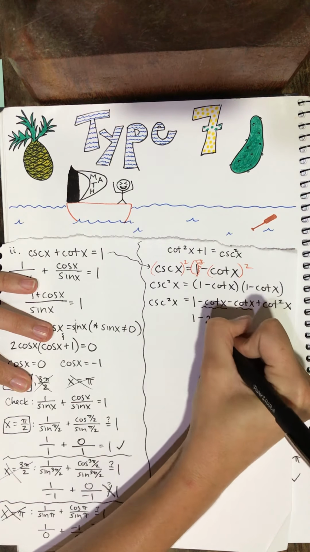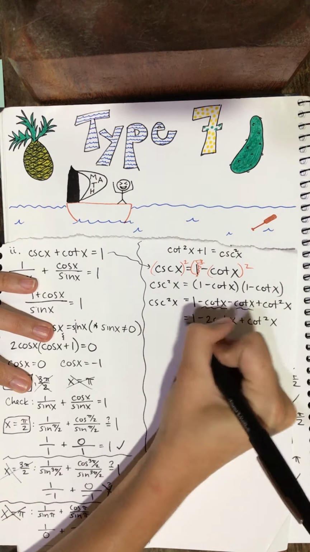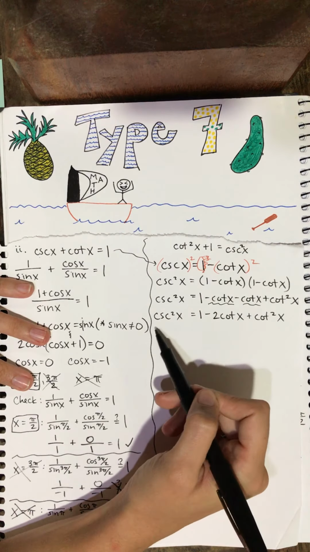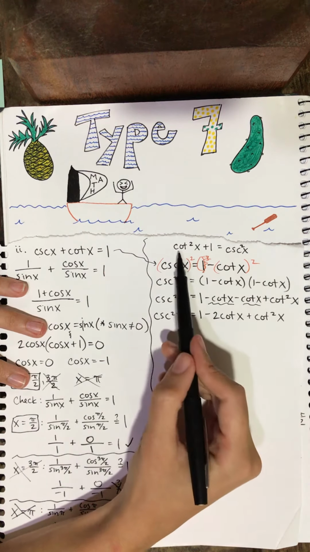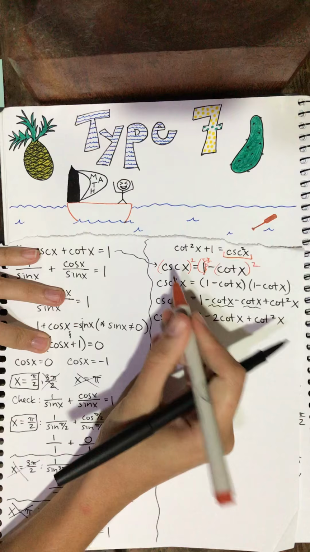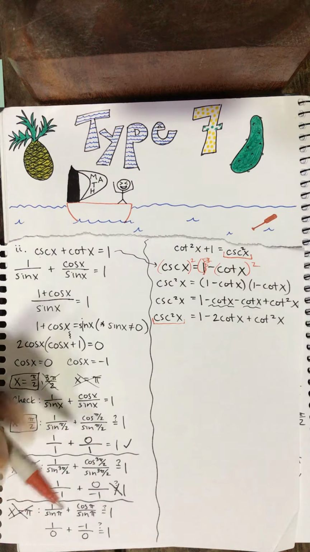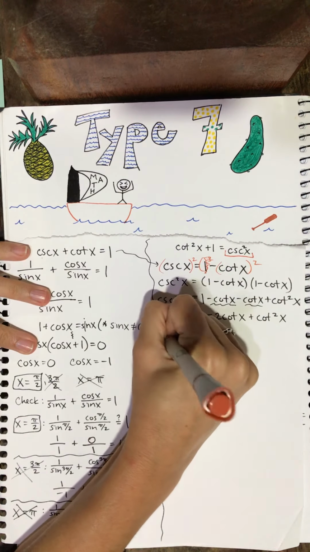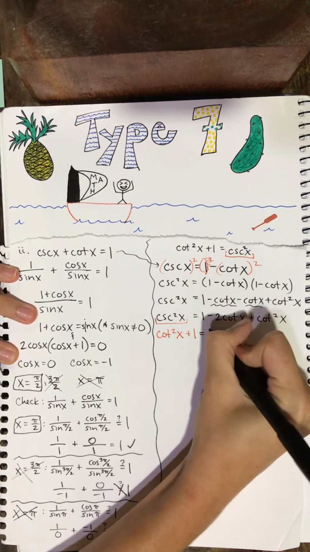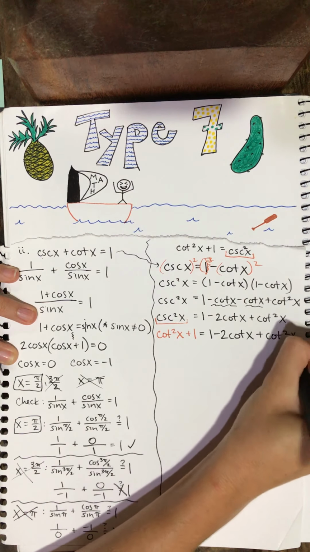So we're going to have 1 minus 2 cotangent of x plus cotangent squared of x is equal to cosecant squared of x. All right, we've combined our like terms. We've done what we needed to do. Now we're going to apply the identity. Cosecant squared is the same thing as cotangent squared of x plus 1. So I'm going to replace this cosecant squared with cotangent squared of x plus 1. Everything else stays the same: equals 1 minus 2 cotangent of x plus cotangent squared of x.